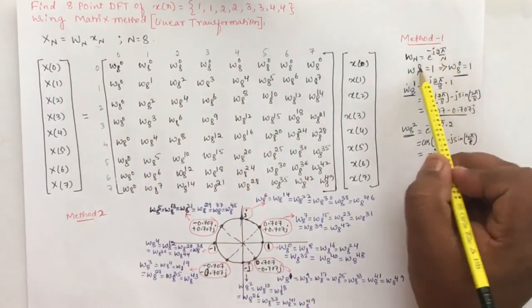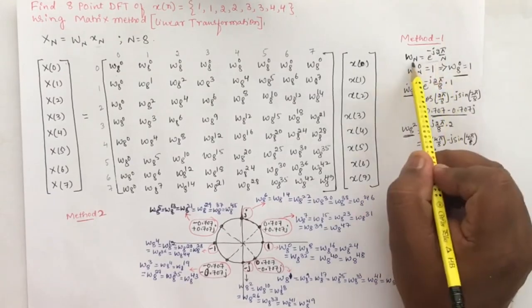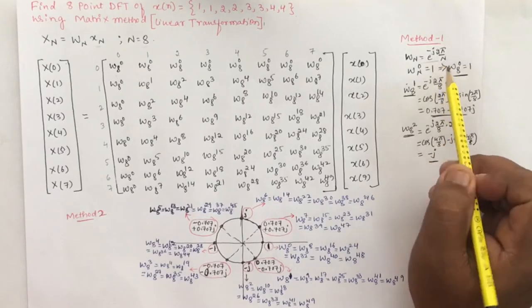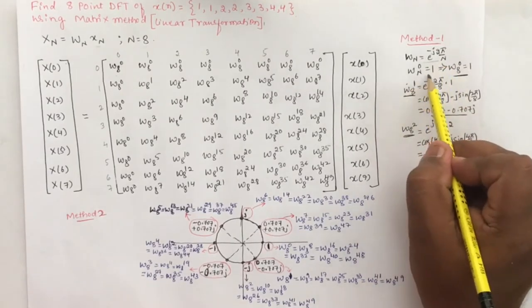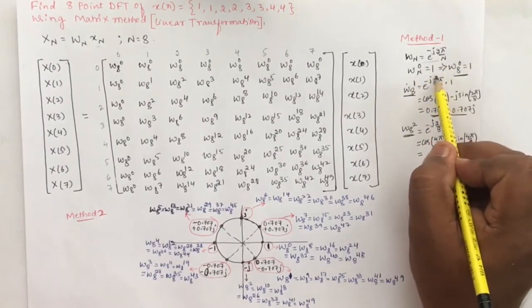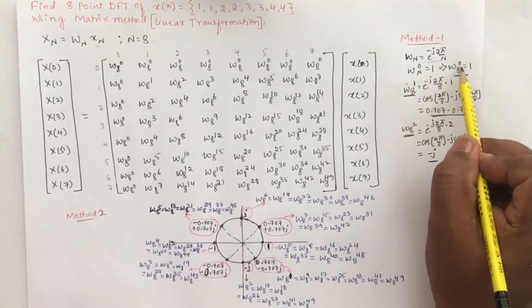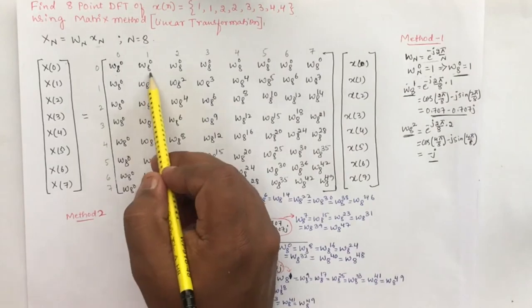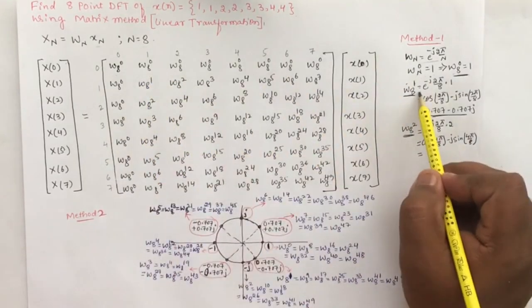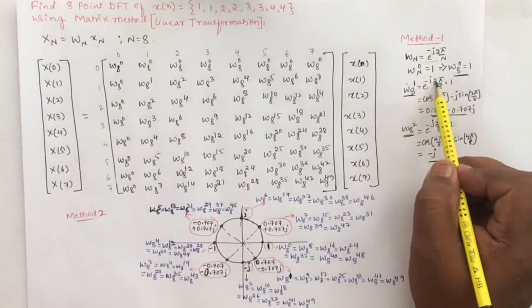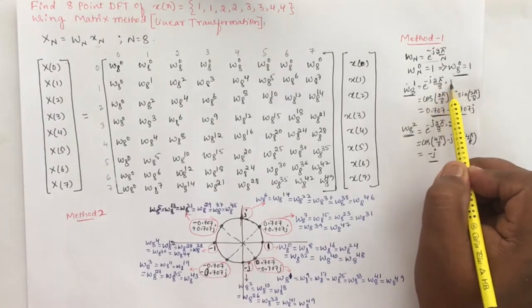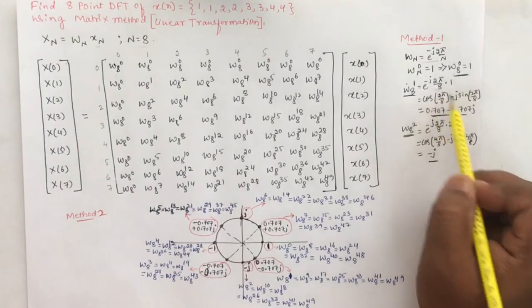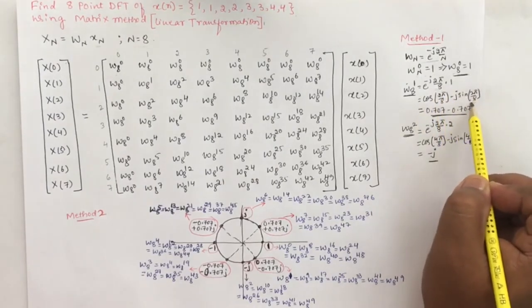In the first method, we can go with the formula method, where we know W_N is equal to e to the power of minus j 2 pi by N. Also we know that W_N to the power of 0 is equal to 1. Using this, W8 to the power of 0 is also equal to 1. To find W8 to the power of 1, we can write it as e to the power of minus j 2 pi by 8 into 1. So for this, we can write cos 2 pi by 8 minus j sin 2 pi by 8.